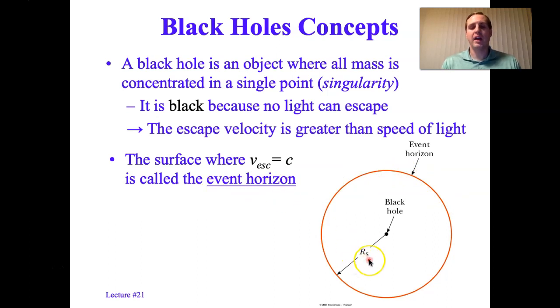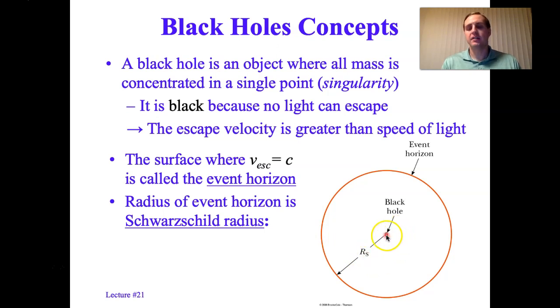And then RS, this radius from the center of the black hole to the event horizon, is what we often call the Schwarzschild radius. And the Schwarzschild radius is 2 times the gravitational constant times the mass of the black hole over the speed of light squared. Okay? And again, this can sort of be derived from energy considerations and things like that.